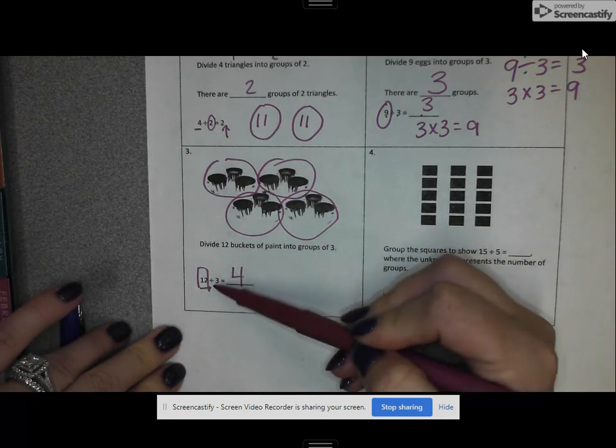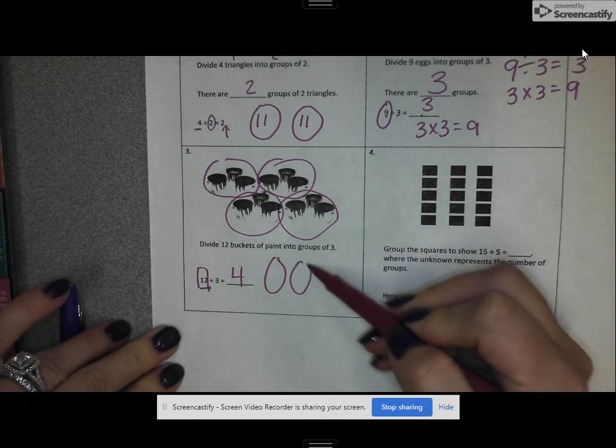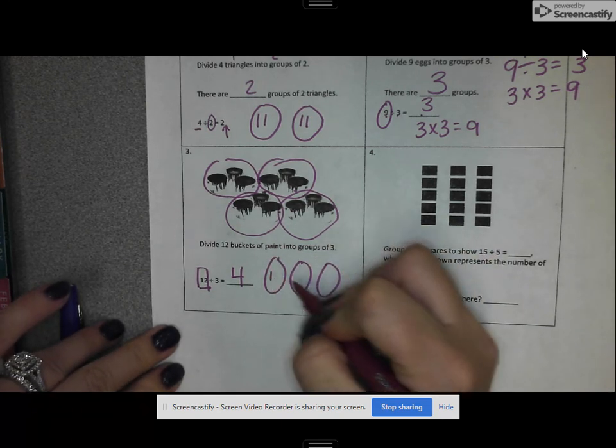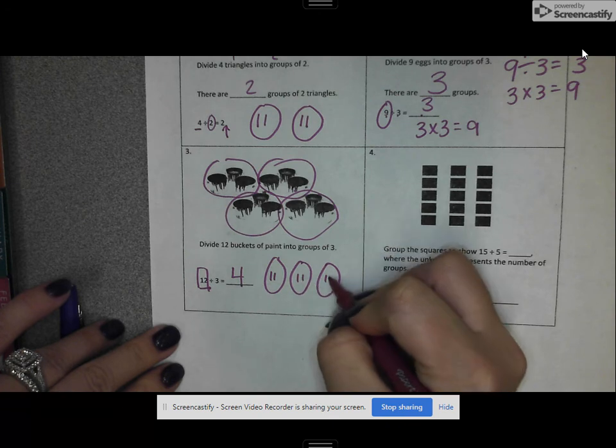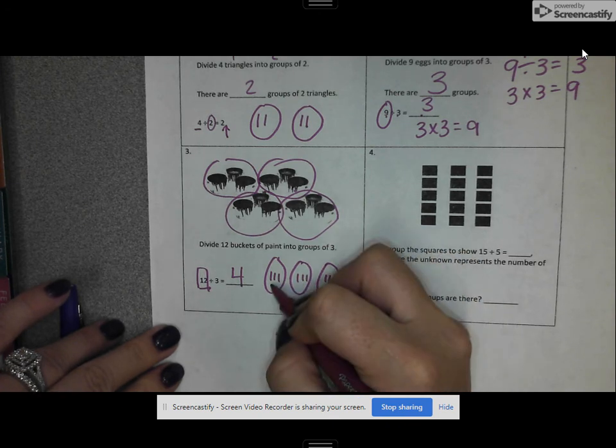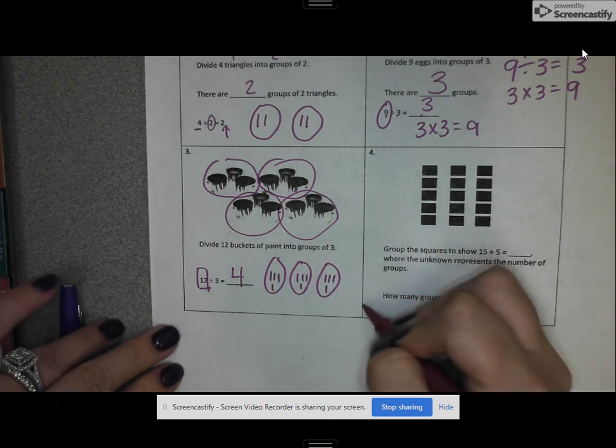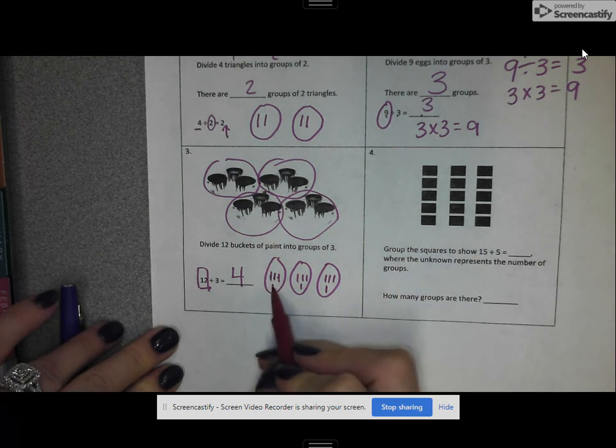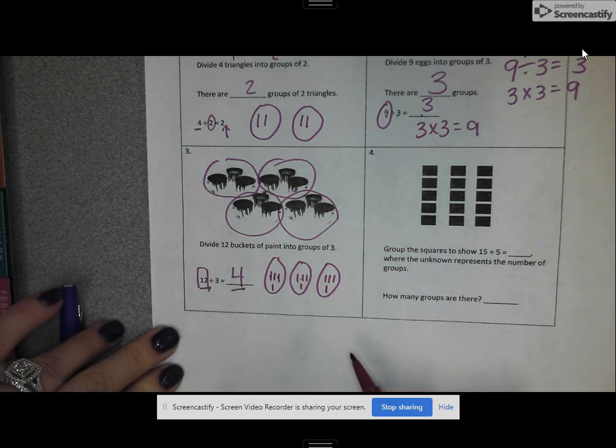We're going to take 12 and divide it among 3 groups. So we could draw 3 groups and then divvy out 12. 1, 2, 3, 4, 5, 6, 7, 8, 9, 10, 11, 12. When we get to 12, we stop, and then we see we had 4 in each group.